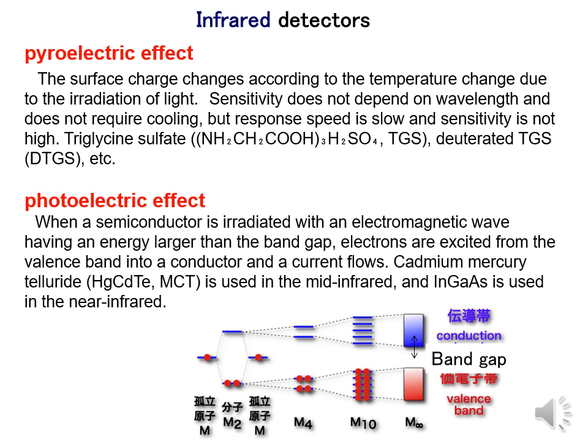Since the MCT detector has higher sensitivity than the pyroelectric effect type, it is often used for measurement with low light intensity such as infrared microscope. It is also used to track fast reactions because it has a fast response.